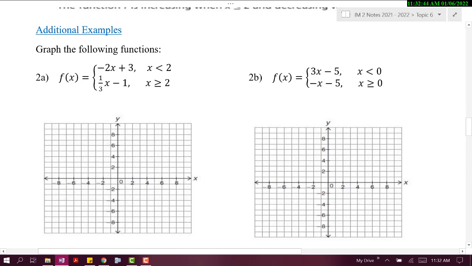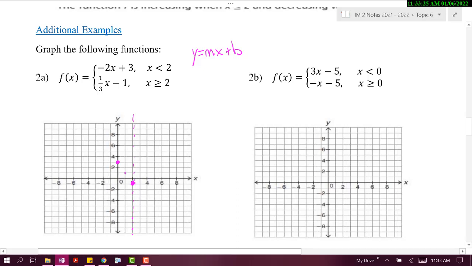So let's graph these. So 2a, we have a border of 2. So again, I'm going to draw a borderline at 2. And then x is less than 2. We're looking at the line negative 2x plus 3. Well, we know slope-intercept form. We know that 3 is b, our y-intercept. That is on the left side of that line, so it works. And then our slope is negative 2. So we go down 2.